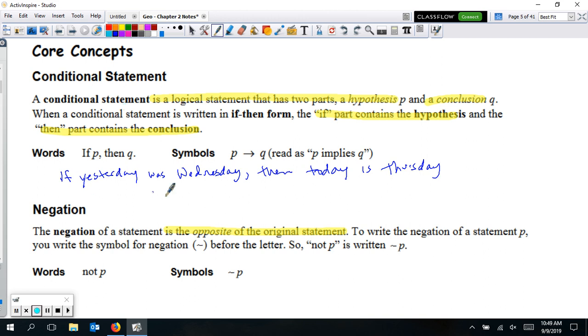So if we wanted to say not P from this statement, if yesterday was Wednesday, we would say if yesterday was not Wednesday. I'll make that capital right there. That's the negation part. That's what negation does. It just inserts the word not into your hypothesis or conclusion, depending on where you want to put it. But basically we negated the hypothesis right there. We inserted the word not. That's negation. It's the opposite of the statement. What's the opposite of yesterday being Wednesday? Yesterday not being Wednesday. It just puts the word not in there.